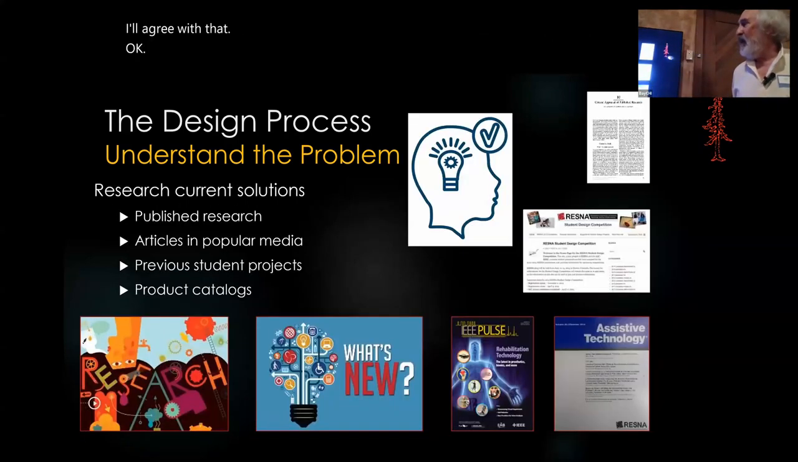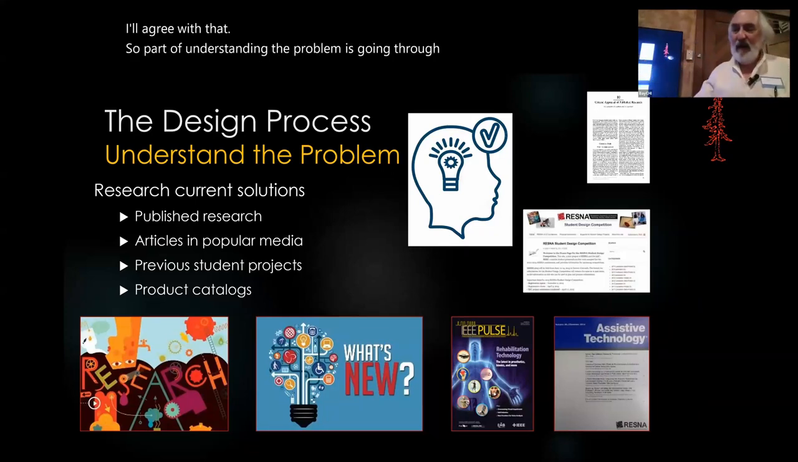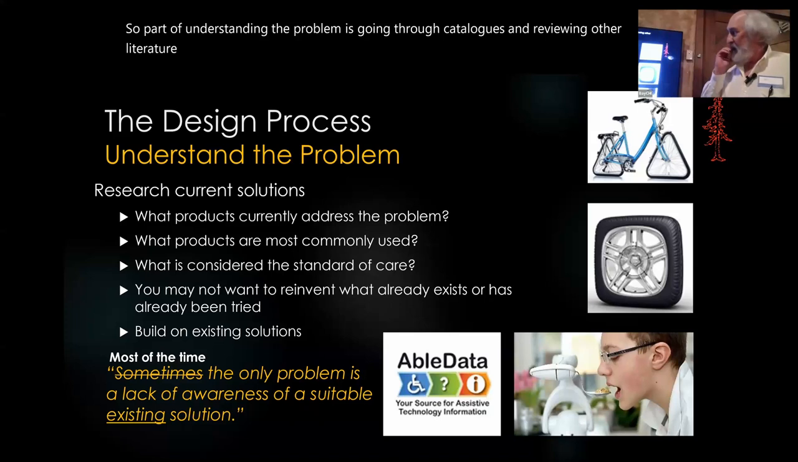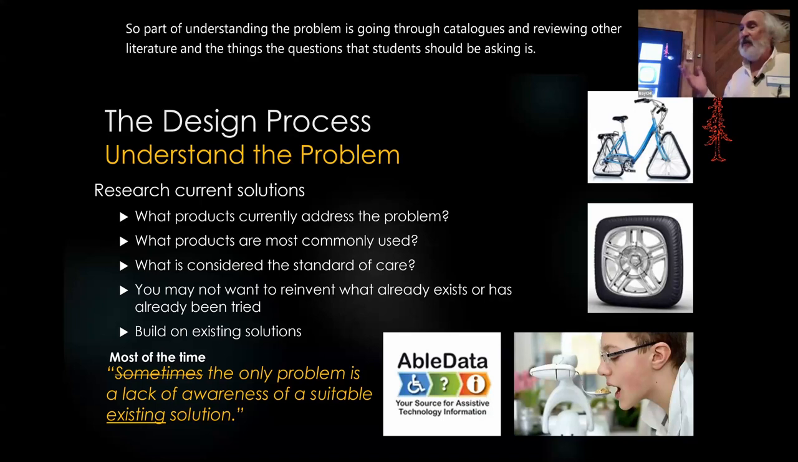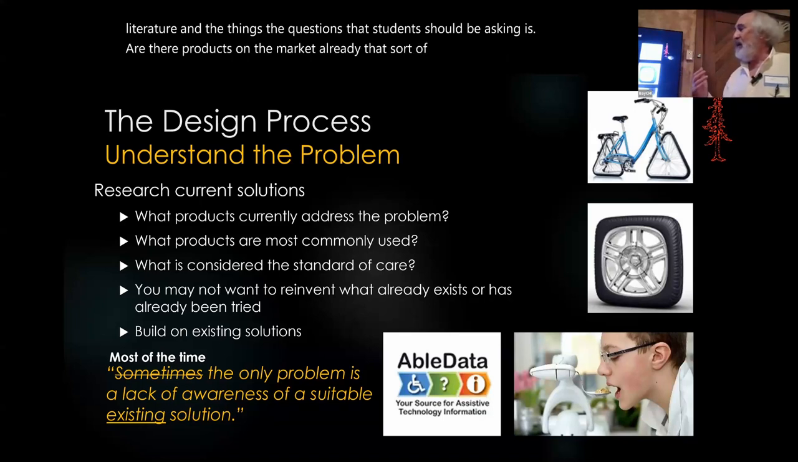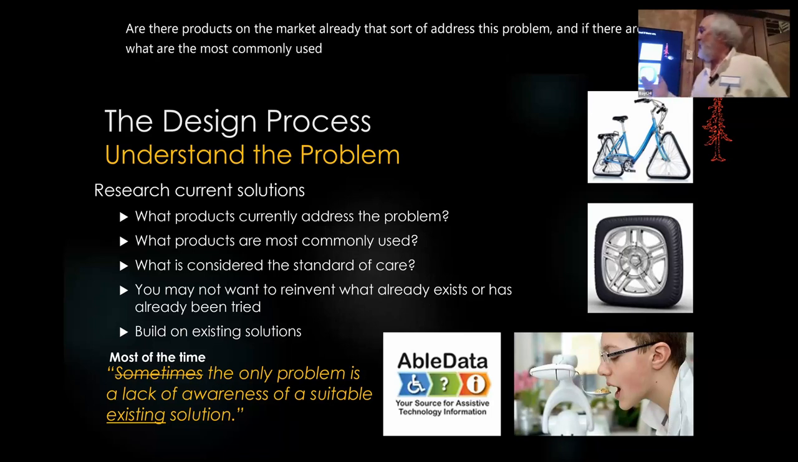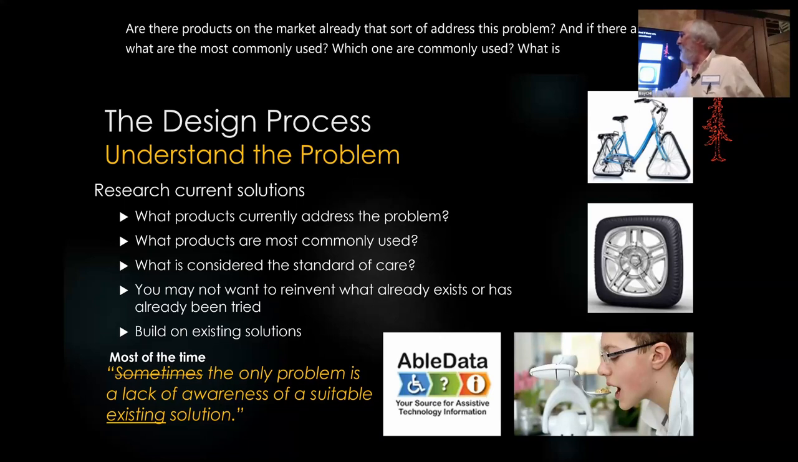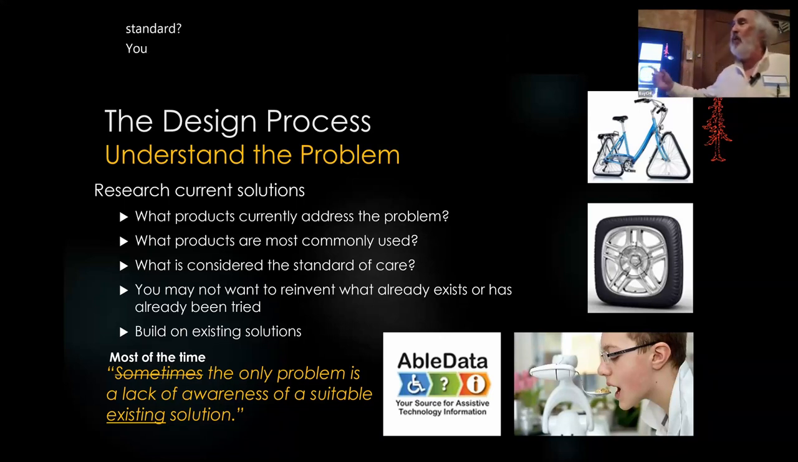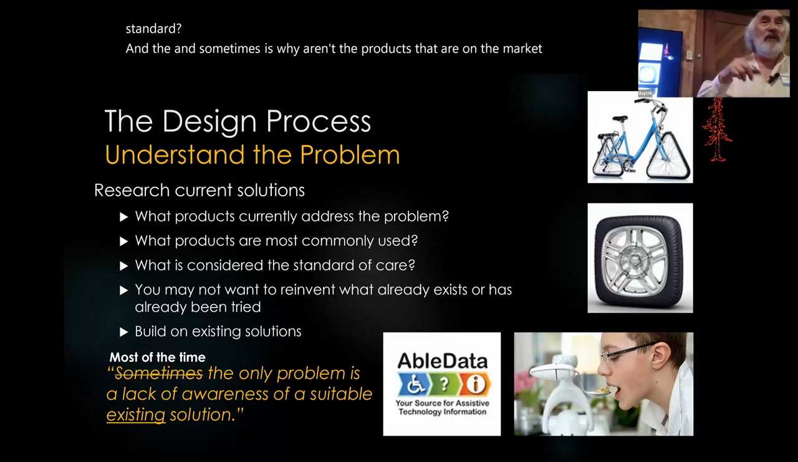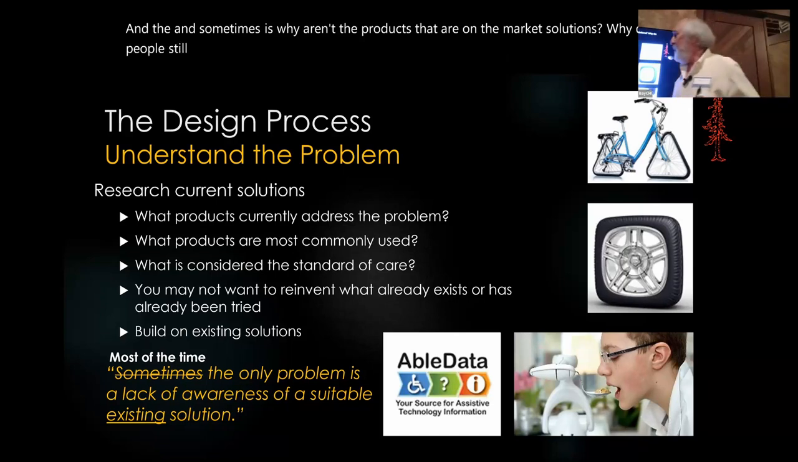Part of understanding the problem is going through catalogs and reviewing other literature. The questions that students should be asking are: are there products on the market already that address this problem? And if there are, what are the most commonly used? What is considered standard? And sometimes, why aren't the products on the market solutions? Why do people still need something? Those are all questions to ask.